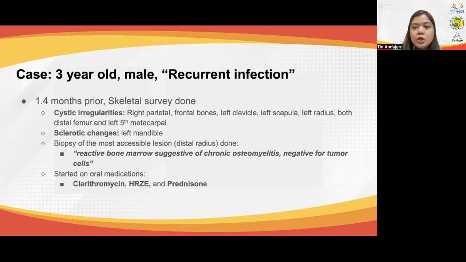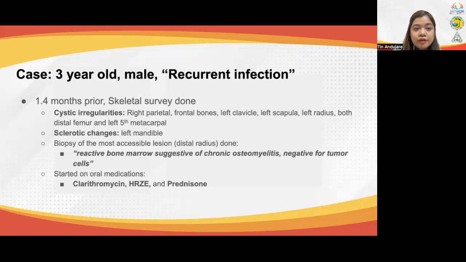Skeletal survey was done, showing cystic bone irregularities in the right parietal and frontal bones, left clavicle, left scapula, left radius, both distal femur, and the left fifth metacarpal bone. There were also some sclerotic changes seen in the left mandible. This then confirms that the ongoing pathology appears to be multifocal.